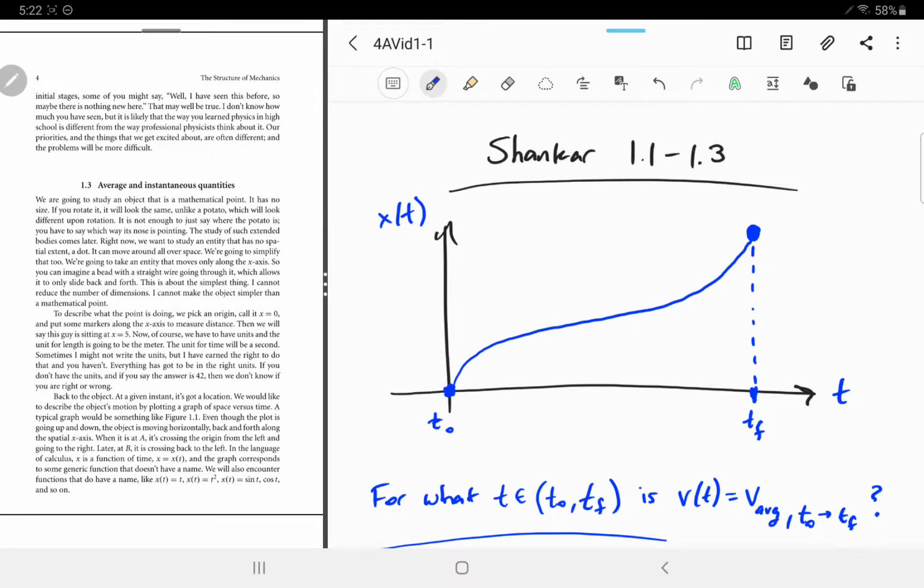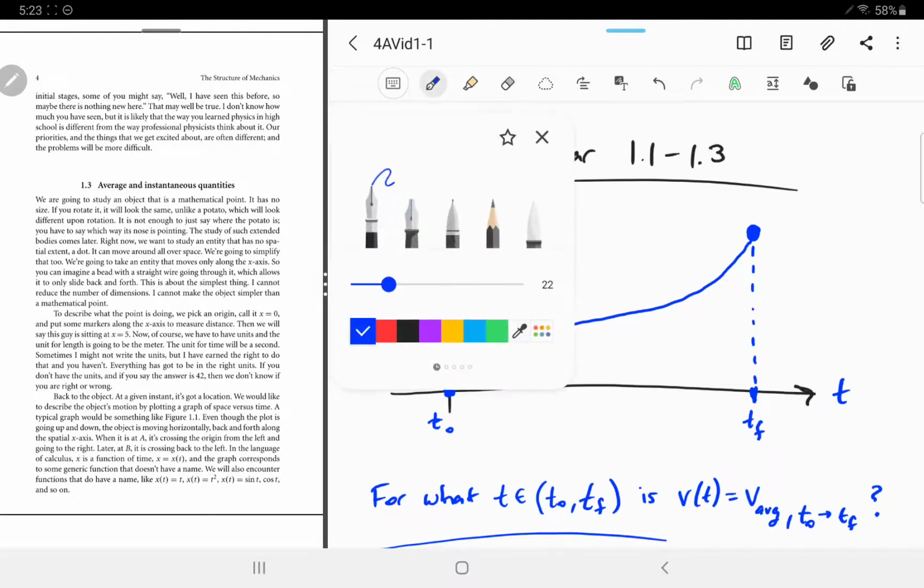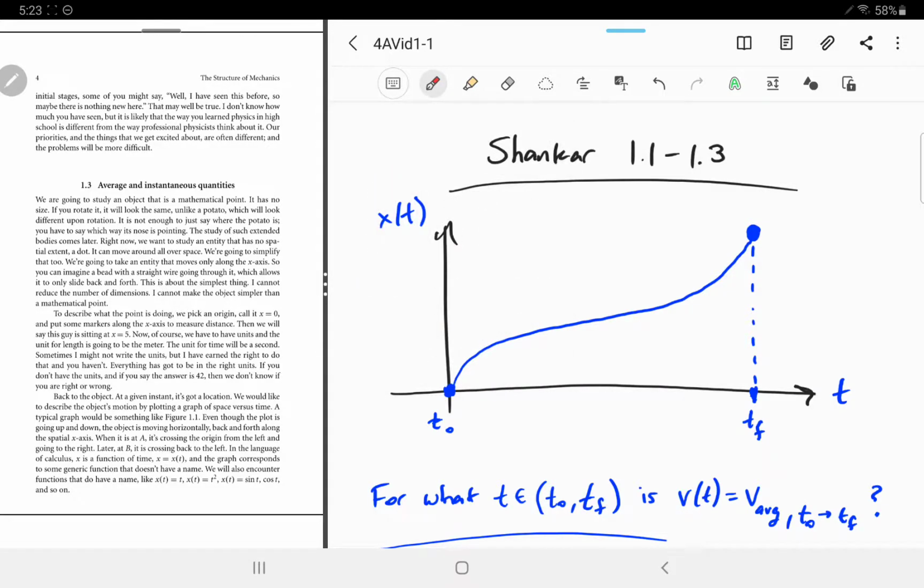We'd like to be able to answer this question in the course of the video. For what time in between the initial time and the final time is the velocity equal to the average velocity? So maybe that question doesn't make much sense now, but hopefully it'll be clear by the end of the video. So this is the first video.